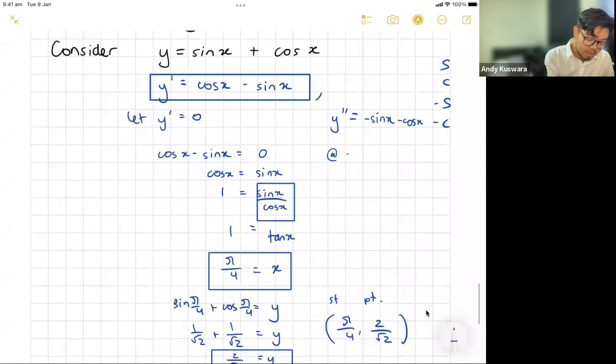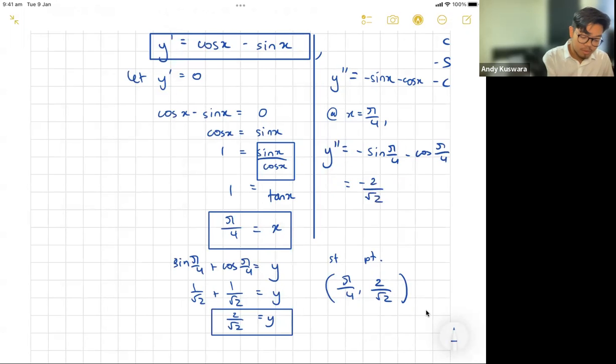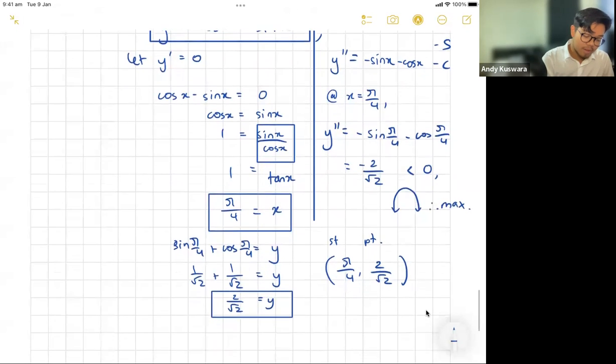And let's just check at x equals pi on 4, because that was where our stationary point was. We just test to see what happens. My y double dash here is going to be minus sine pi on 4 minus cos pi on 4. So it's going to be minus 2 on root 2, similar to before, and that is definitely less than 0. That means we're definitely concave down, which means we're definitely at a max. So now we know that stationary point there is a maximum.